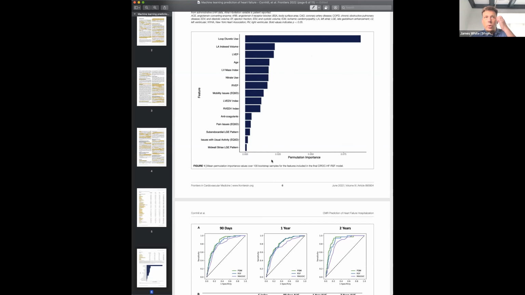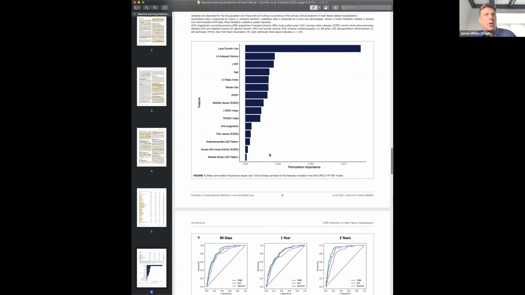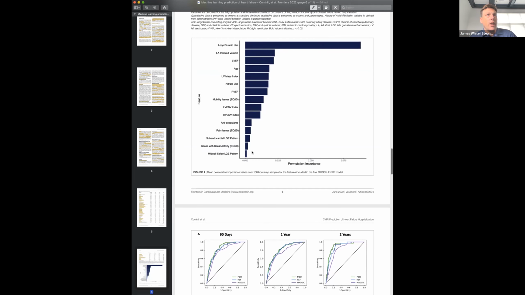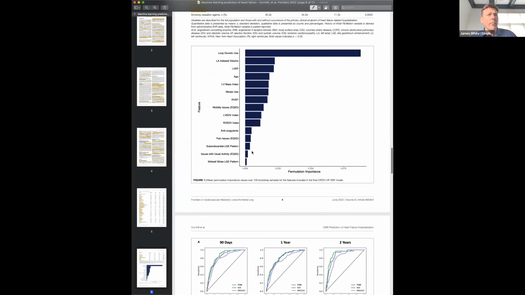A couple things to point out here is that right ventricular function was quite important, as was patient reported quality of life for both mobility issues, pain, and also activity. And so these came out and beat out a lot of other things. And we're finding that consistently in other machine learning based prediction models as well, that asking patients how they are feeling and how they're doing is quite relevant.